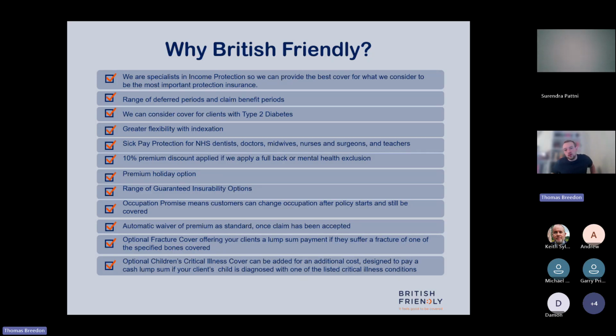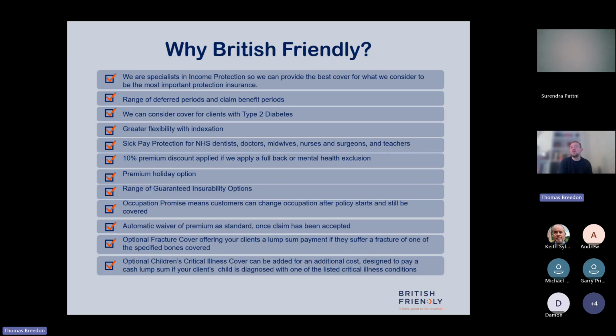We can also look to help clients that have type 2 diabetes in our income protection. Type 1 tends to be a decline, but type 2 is something we can help with. There are a few caveats in that your client needs to be over the age of 35, not be a smoker, not be insulin dependent, not have had any complications, have an HbA1c reading of less than 8.5 or 69 mmol, and have a decent BMI as well.